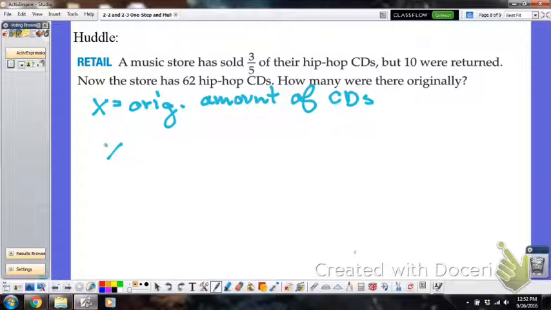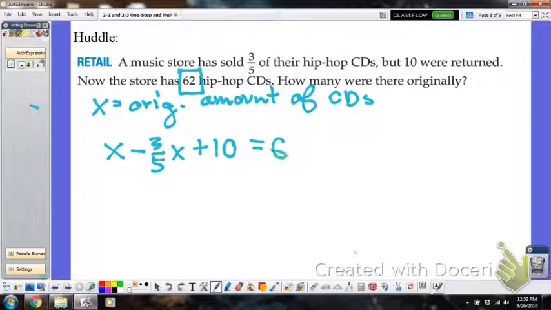We start with X. Then the store sold 3/5 of the CDs. So that looks like 3/5 times X, that's 3/5 of X, and since they sold it, that it gets taken away from the original amount. But after that, 10 were returned, so the store got back 10, so it is plus 10. And after that's all done, the store had 62, so this is equal to 62. So now we have an equation, we just need to solve it.